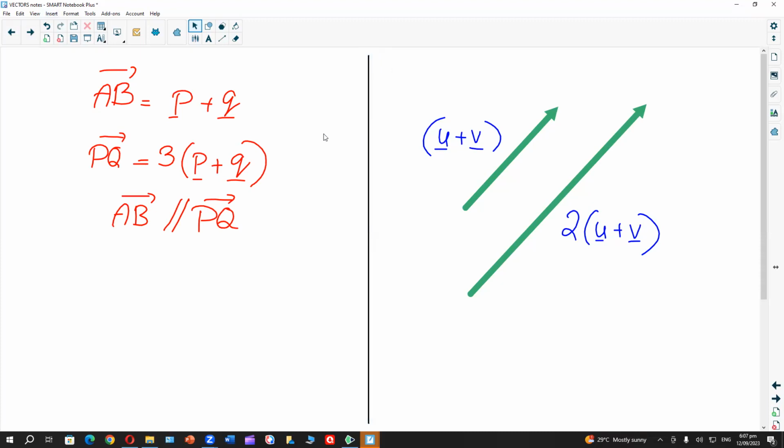Make a comparison between them. No need to copy this. This is the same concept with another example. Both are p plus q. Both are p plus q. So they are parallel vectors.